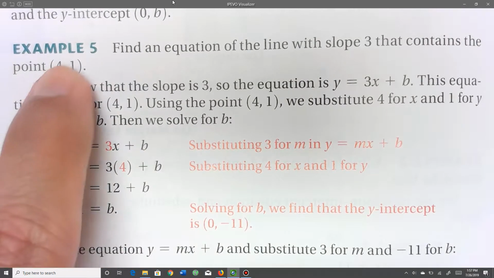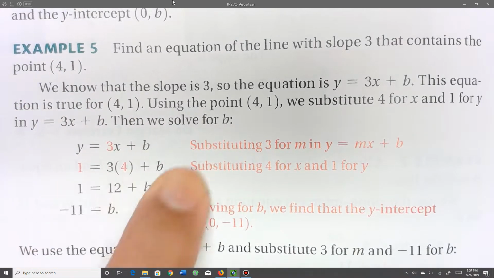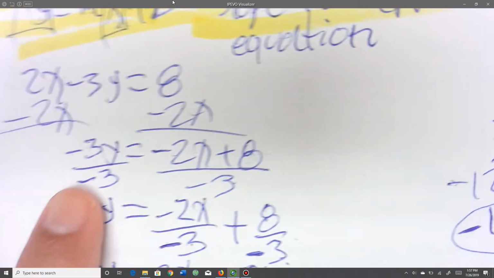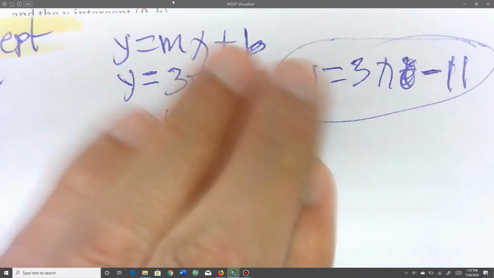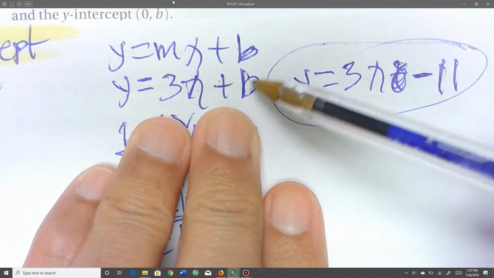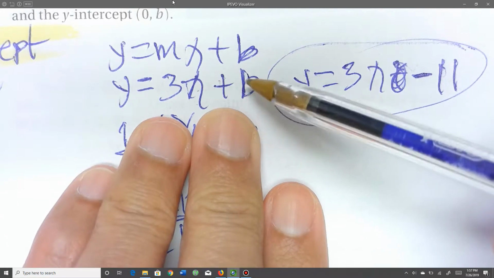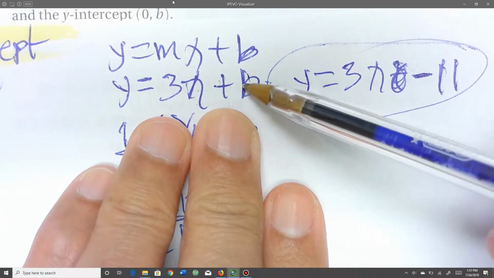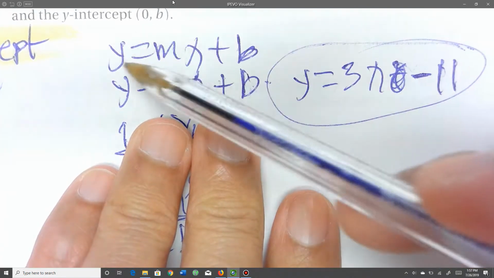And if they give you a point like this, set everything up first, and then you can see that, oh, I don't have the b value, so I need to find that b. What do we do? Well, they gave us a point on this equation.